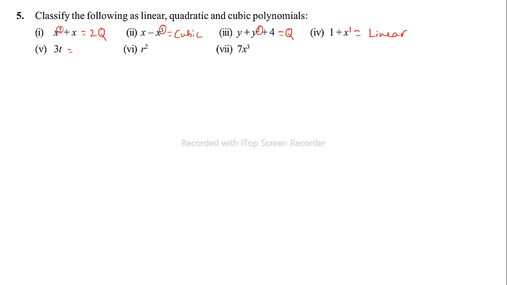3t can be written as 3t to the power of 1, so the highest power is 1, that is the degree 1, so it is also a linear polynomial. r squared, the degree is 2, so it is a quadratic polynomial. The last one, 7x to the power of 3. 3 is the degree. So this is a cubic polynomial.